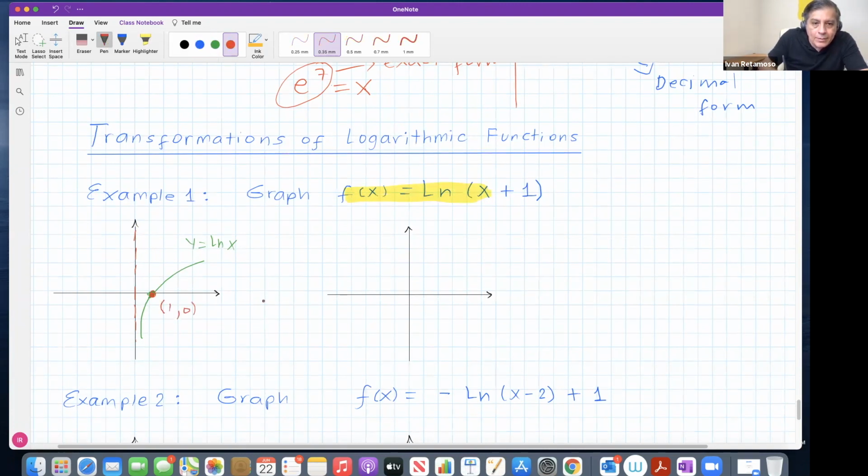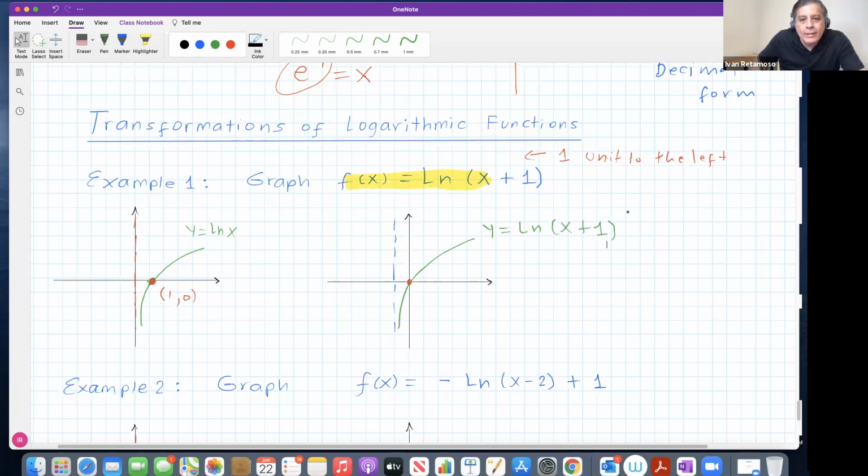x-axis at 1, 0, right? So this guy will appear right here at the origin, right? Because you are shifting 1 unit to the left. All right, so it will appear here, and the vertical asymptote will appear 1 unit to the left from the origin, right? Here will be the vertical asymptote. So right there, you draw this, right? And that's it. This will be y equals natural log of x plus 1.